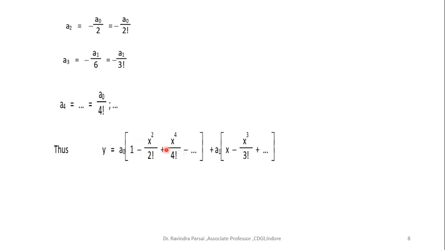Now these terms belong to the cosine series, and these, having odd powers, belong to the sine series. So that's why you can write in compact form the series solution as a0 cos x plus a1 sin x, where a0 and a1 are the arbitrary constants.